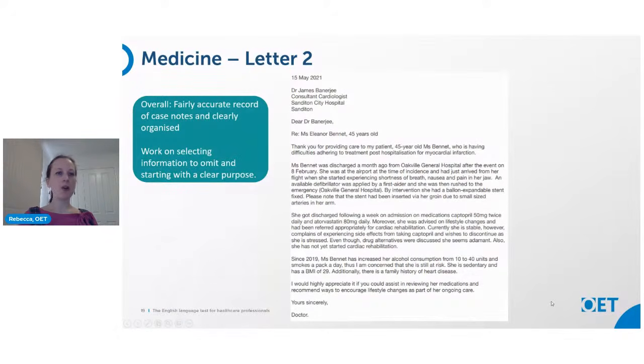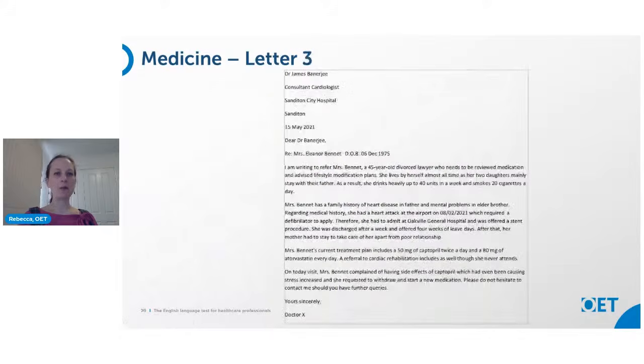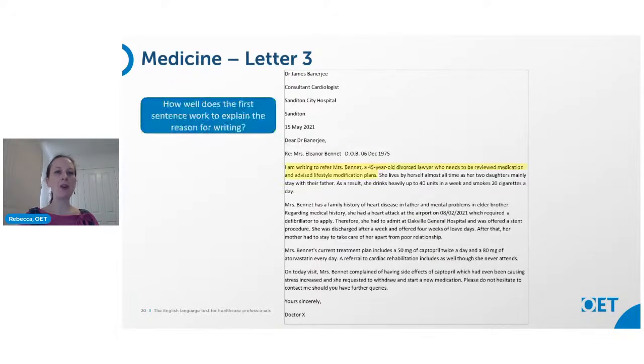All right, let's move on to a third letter. This one was submitted by Miat. And again, I'm going to give you a couple of minutes to read the letter and then comment on how well the first sentence works to explain the reason for writing. So have a look at the letter that's on the screen now. And just take a couple of minutes to read the whole thing quickly, and then comment on how well you think the first sentence works to explain the reason for writing.